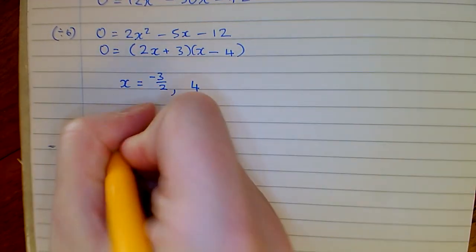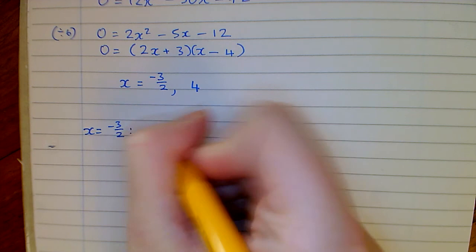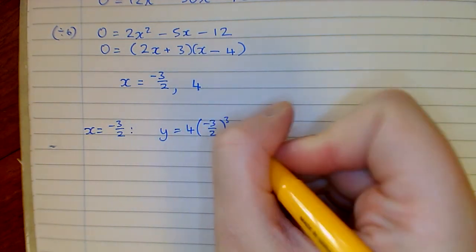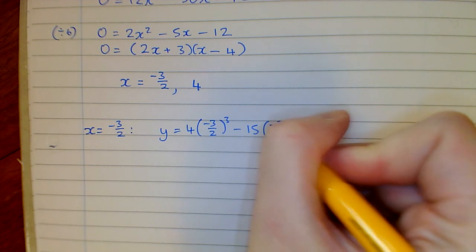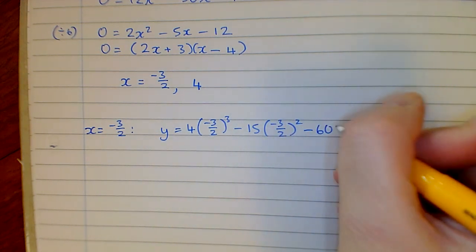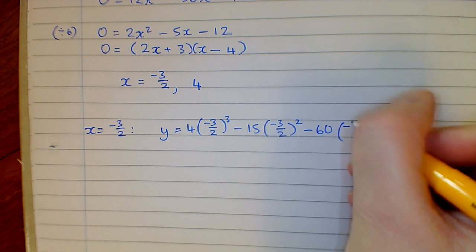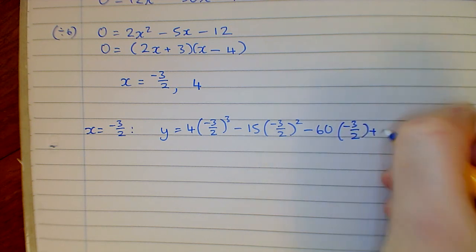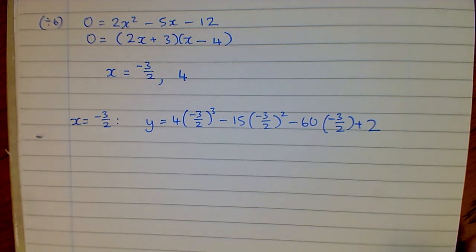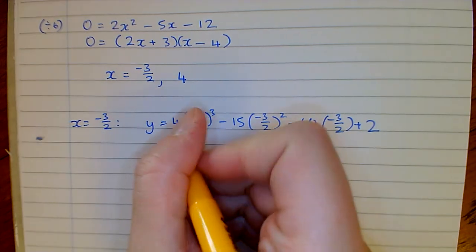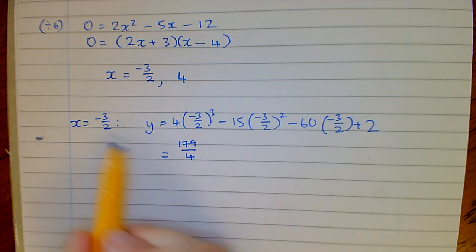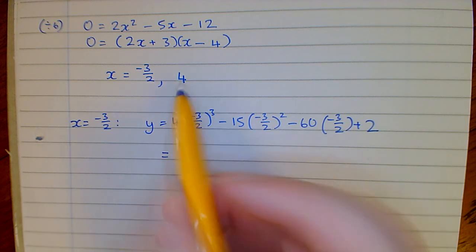So when x equals minus 3 over 2, y is going to be 4 times minus 3 over 2 cubed minus 15 times minus 3 over 2 squared minus 60 times minus 3 over 2 plus 2. And when you work all that out, that gives you 179 over 4. So that's our first set of coordinates.